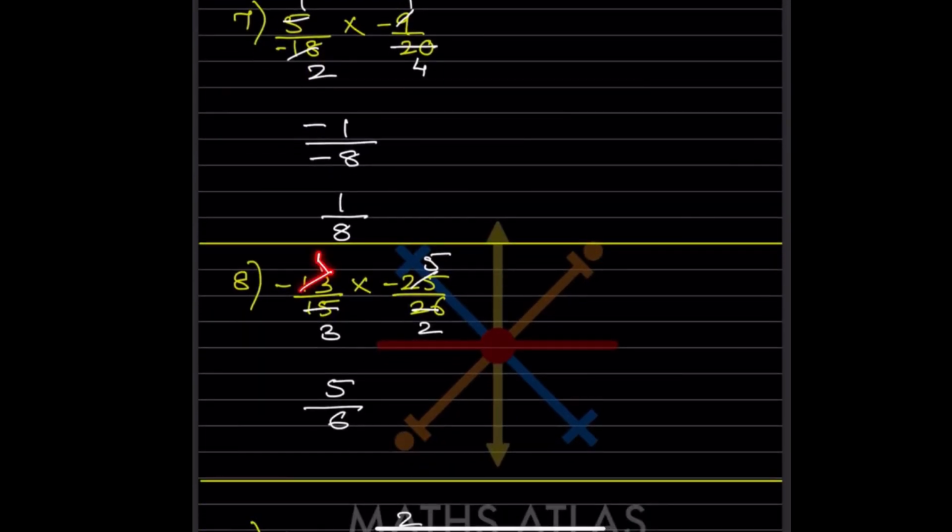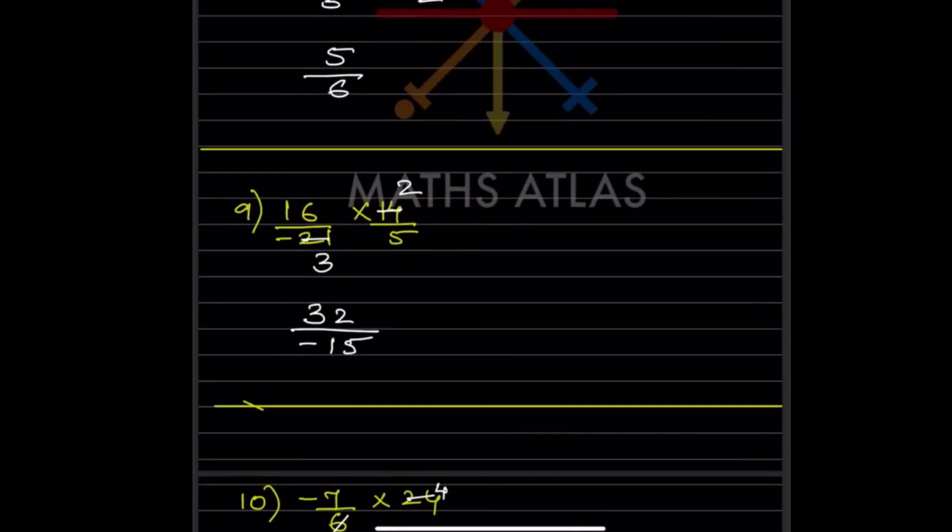Again here, 13 ones are 13, 13 twos are 26. 5 threes are 15 and 5 fives are 25. So this minus and minus becomes plus in the numerator, and this will be 5, and this is going to be 6. So the answer is 5 by 6.